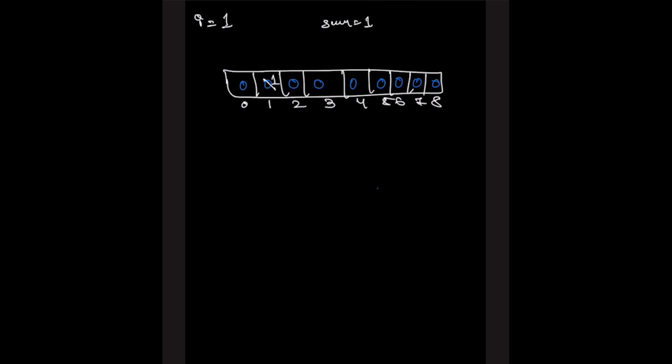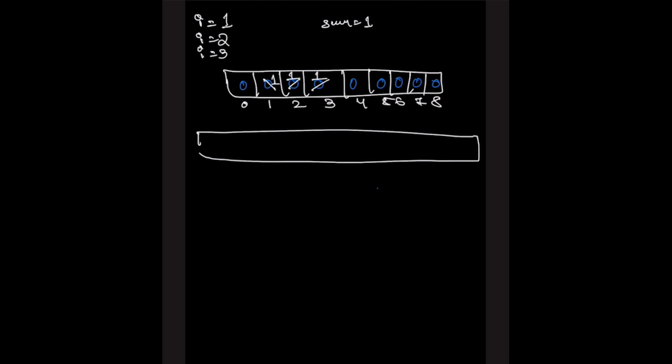While i equals 2, it changes the value at the second index to 1. Then i equals 3, it again updates the value to 1. So we will take a larger size array, say size 13, with indexes 0, 1, 2, 3, 4, 5, 6, 7, 8, 9, 10, 11, 12.